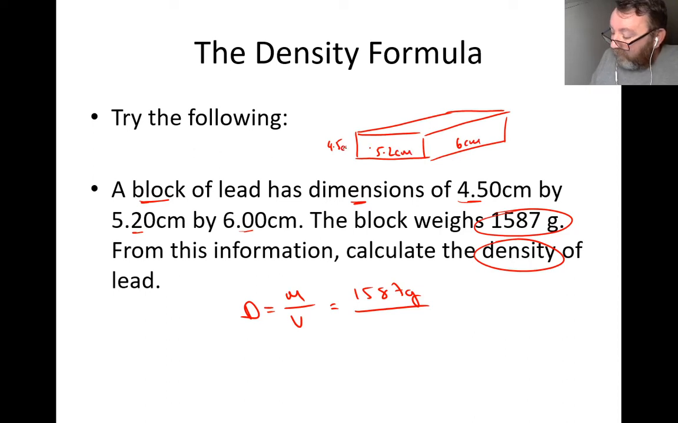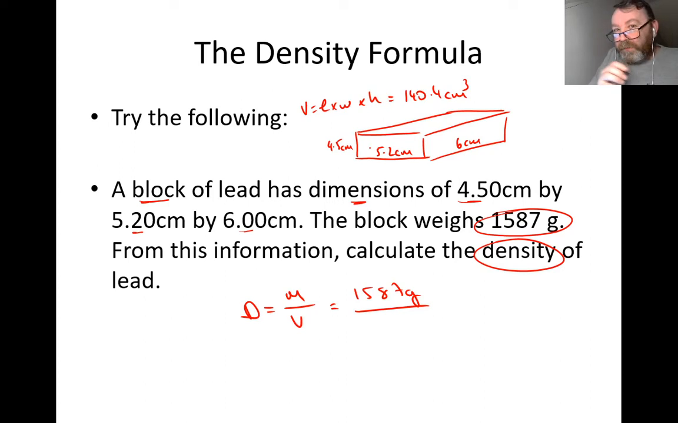Centimeters and centimeters. Now, if you go back to the previous chapter, if I want to work out the volume of that block, I have to multiply the length by the width by the height. So the volume is length by width by height. Therefore I take the 4.5, multiply it by the 5.2, and then multiply it by 6, and I get 140.4 centimeters cubed. Volume is always in units cubed.